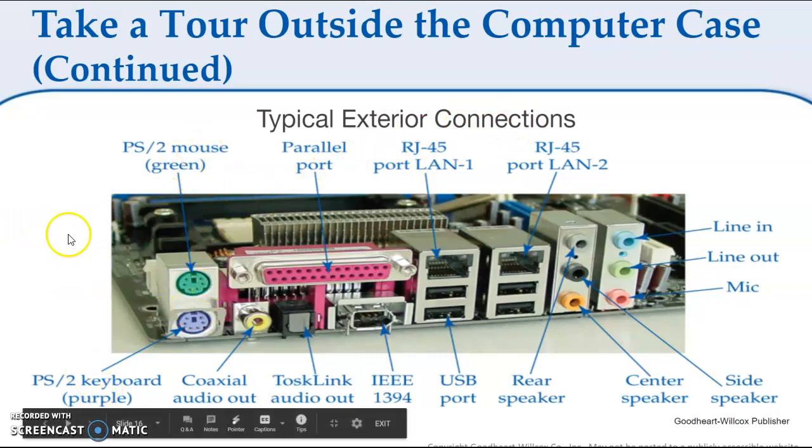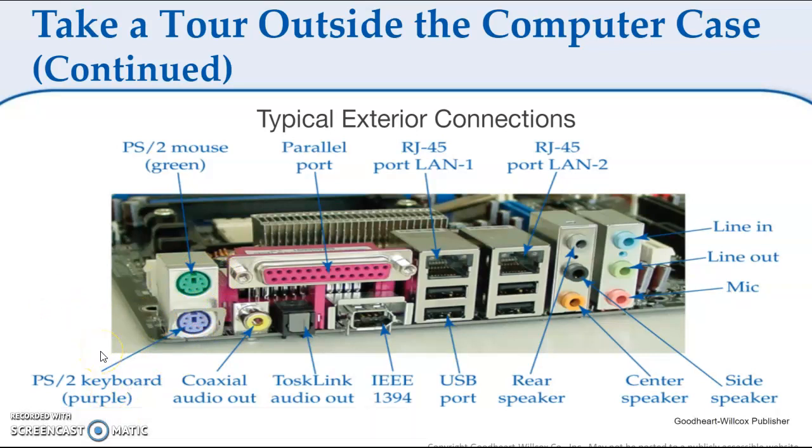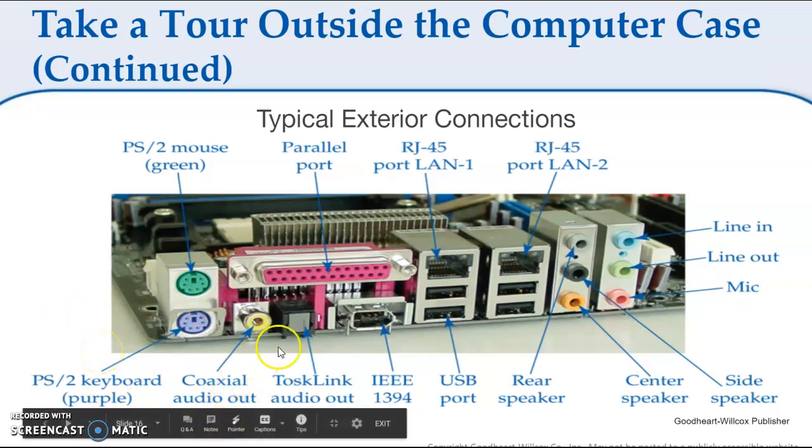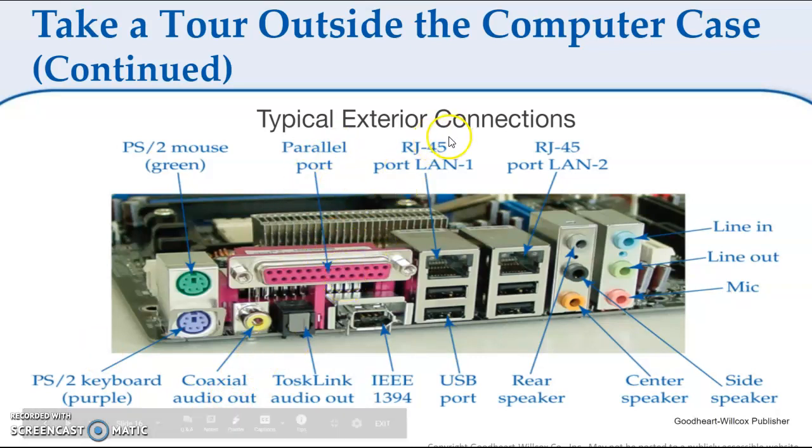We have a PS2, which is the green mouse, or the PS2 purple, which is the keyboard. Not as common anymore. A lot of them are USB. There's a coaxial audio out. There's the parallel port, which was used for older printers. There's the RJ45 or LAN for hardwired network connection. And there's a secondary port as well.